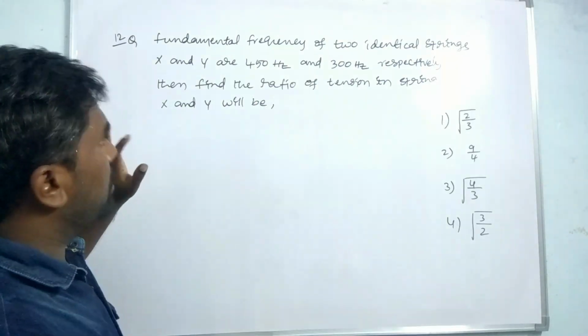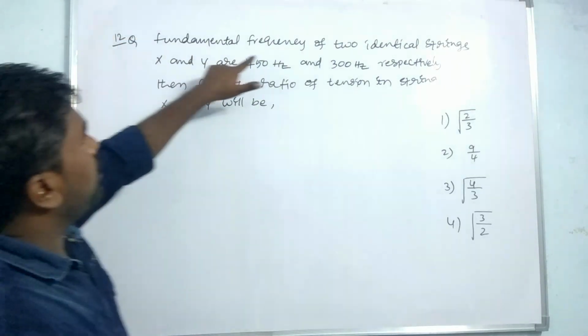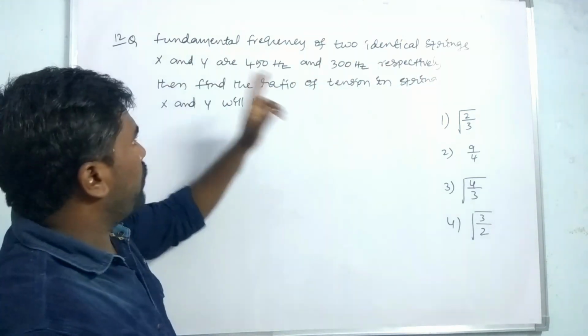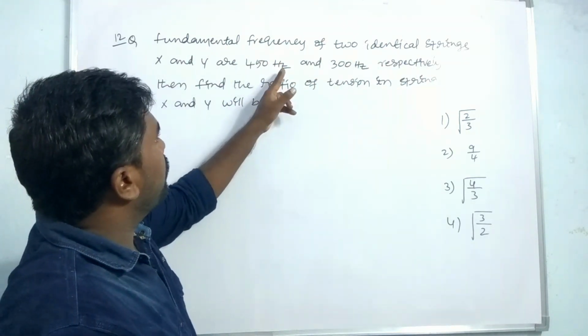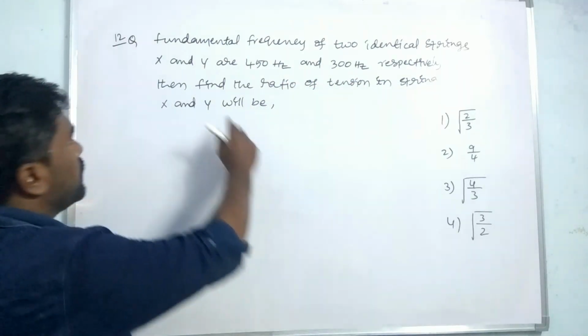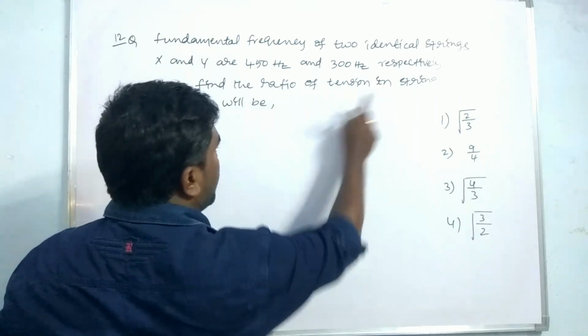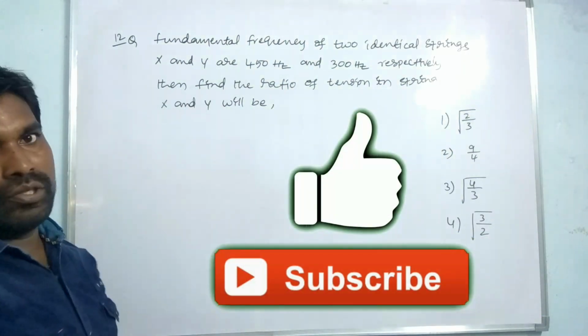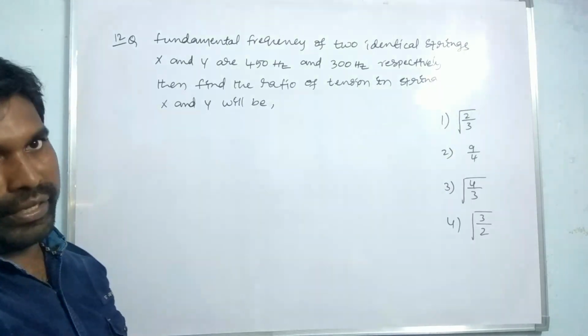The waves chapter. The fundamental frequencies of two identical strings x and y are 450 Hz and 300 Hz respectively. Then find the ratio of tension in strings x and y. So the ratio of tension in the strings.